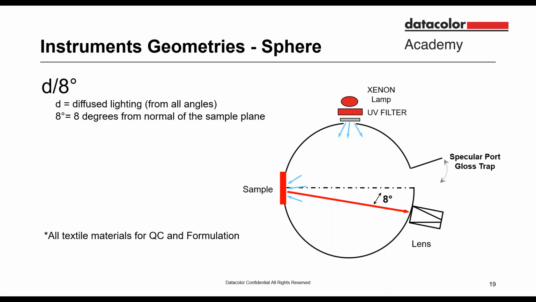When we talked earlier about using the compression cell holder, we discussed measuring these samples with specular excluded. In other words, we are removing the glossy effect from the glass. This geometry is typically used in the textile world for QC and formulation.